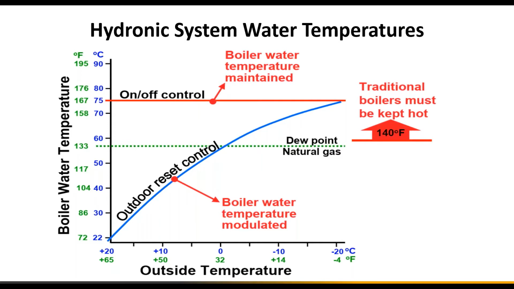And what we see here is the outdoor reset curve, which is the supply temperature coming out of the boiler. Likewise, we would have a return temperature curve underneath it, and that would really then dictate at what point outdoor temperature we would see this condensation occurring.